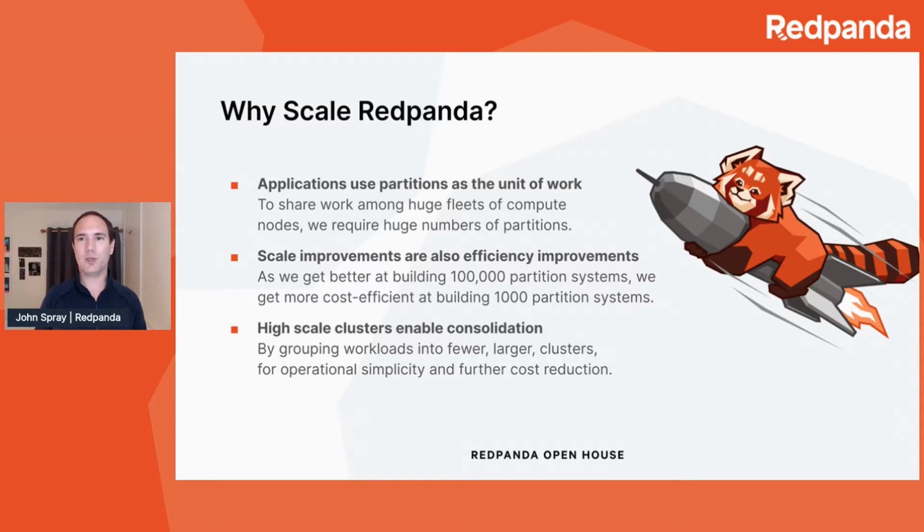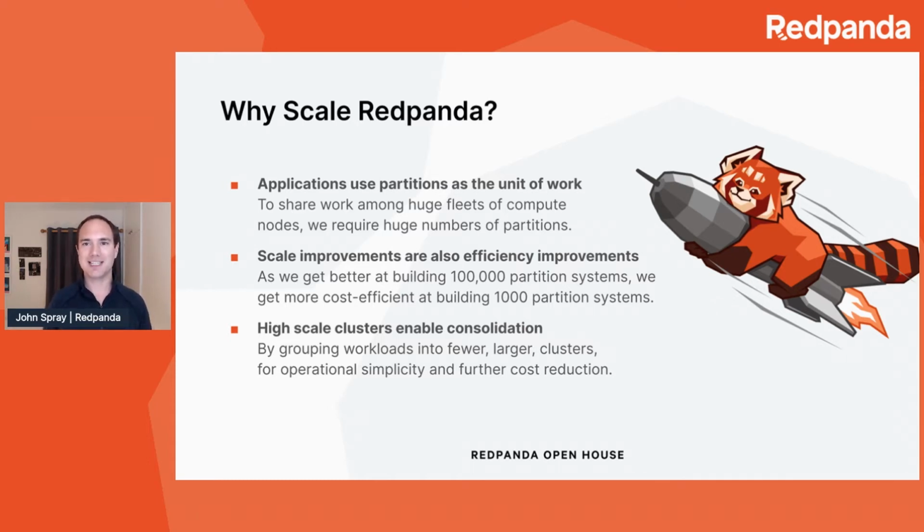So why would we want to scale Redpanda? Why is a bigger system useful? The main axis of scale that I'm going to talk about is partition count. Partitions are the unit of work for Kafka applications. It's how work gets spread out between large numbers of consumers. So if you want to share your data between 10,000 consumers, you might need 10,000 partitions.